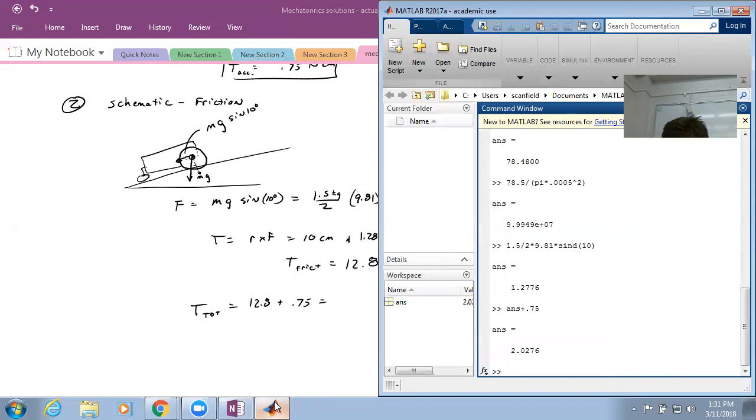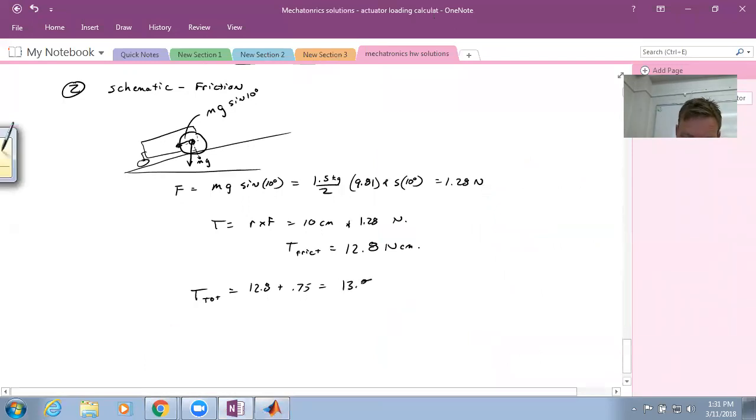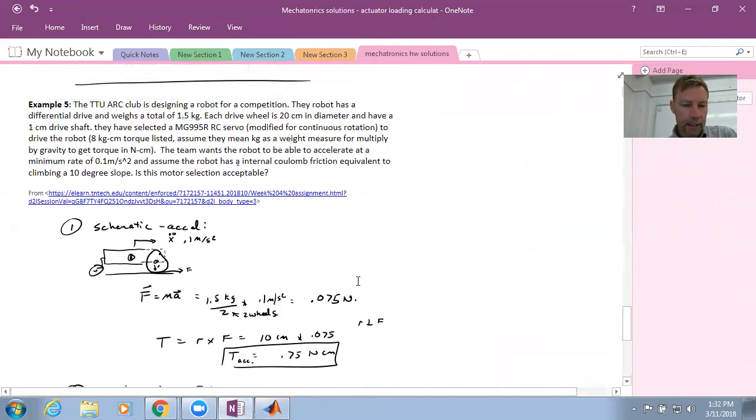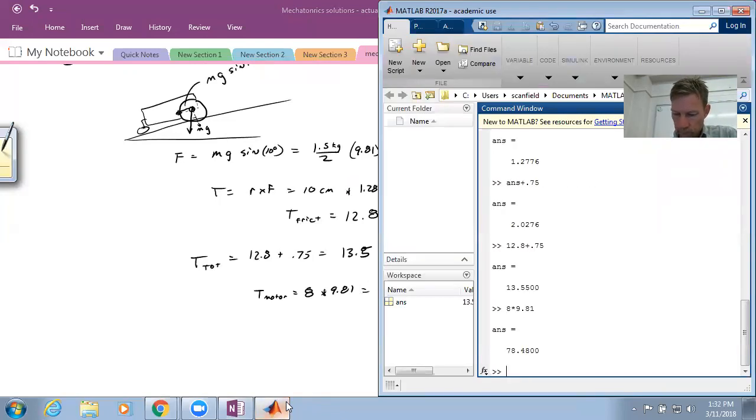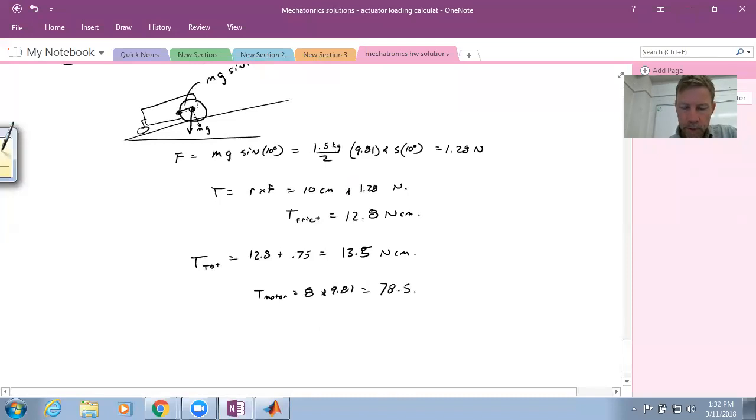Yeah, I forgot to multiply that by 10. Okay, my bad. So it's 12.8 plus 0.75. Did the other calculation in my head. So that's 13.5 newton centimeters. And I've got to compare that to my available torque. T motor is 8 kilograms centimeters times 9.81, which is 78.5. So that motor has plenty of torque. So it's a yes. The end.